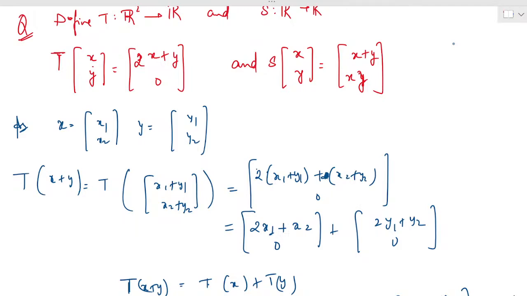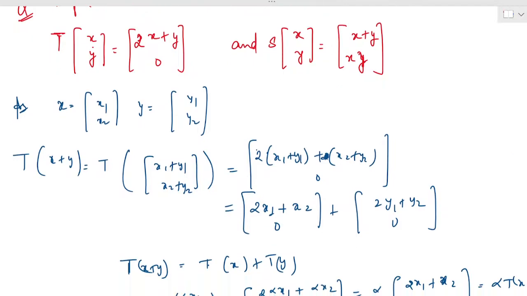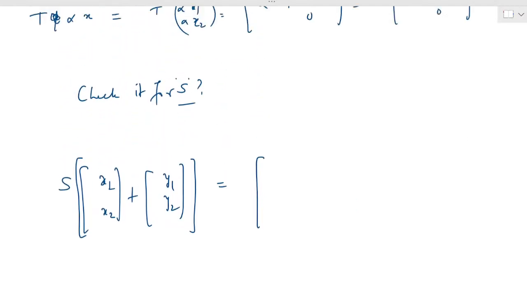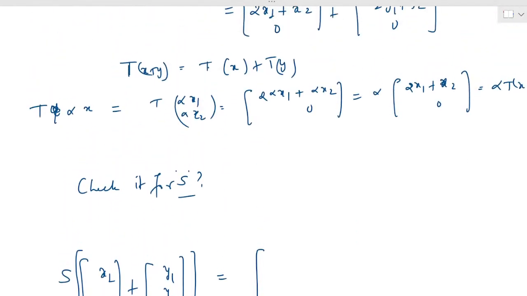Okay, so let us check whether S forms a linear transformation or not. In order to check that, again I have taken these two things only. S of (x1, x2) plus (y1, y2). So what will it yield me? The first bracket was, I think, x1 plus y1, right?